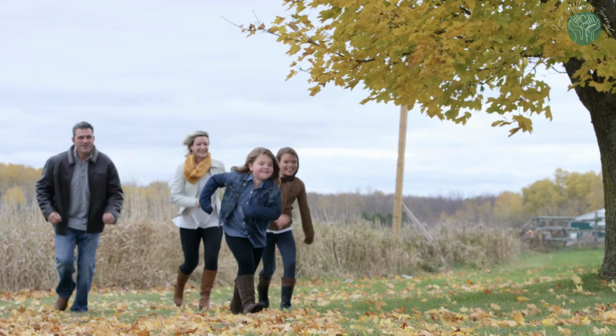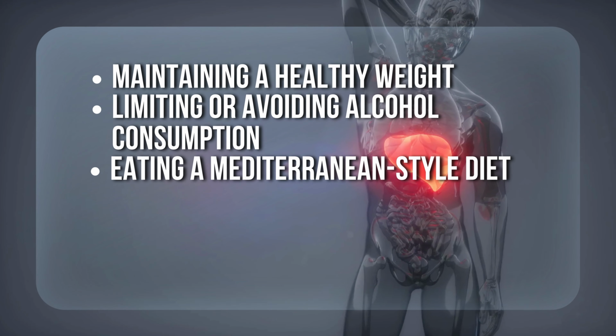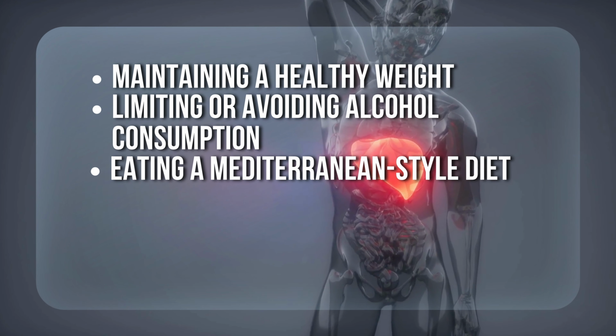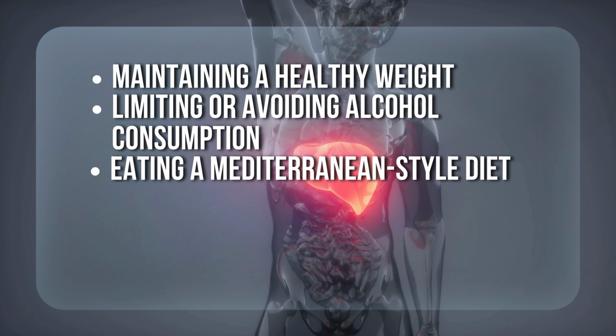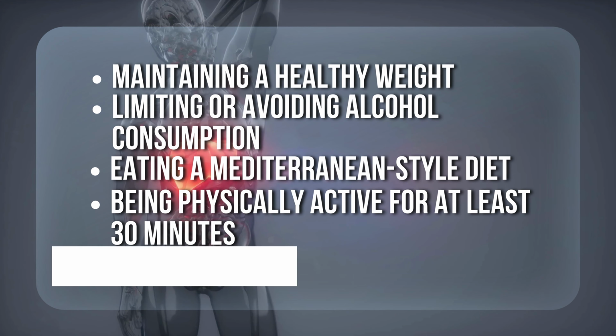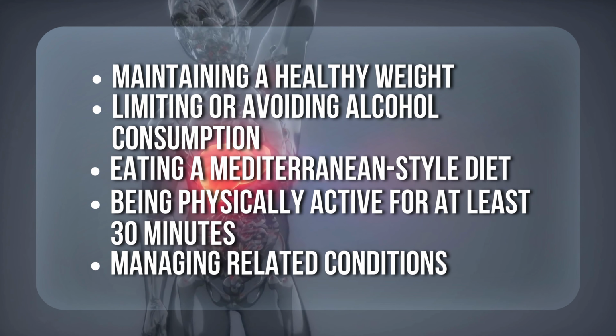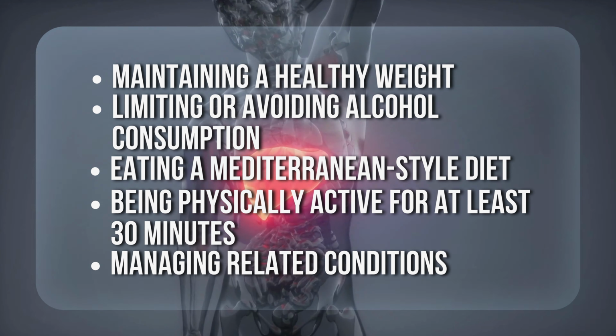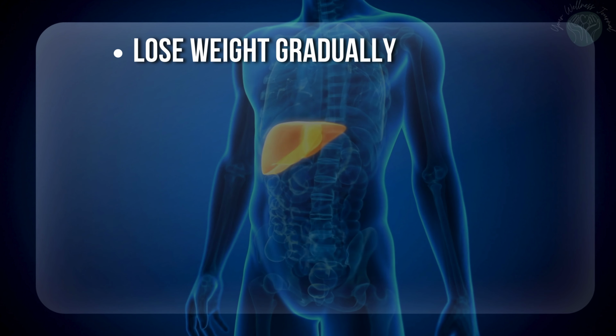Home management and prevention. In addition to medication and medical interventions, you can also manage fatty liver disease at home. Let's start with prevention. The best ways to prevent fatty liver disease include maintaining a healthy weight through diet and exercise, limiting or avoiding alcohol consumption, eating a Mediterranean-style diet rich in fruits, vegetables, whole grains, and healthy fats, being physically active for at least 30 minutes most days of the week, and managing related conditions like diabetes, high blood pressure, and high cholesterol. You can also manage fatty liver if you lose weight gradually.